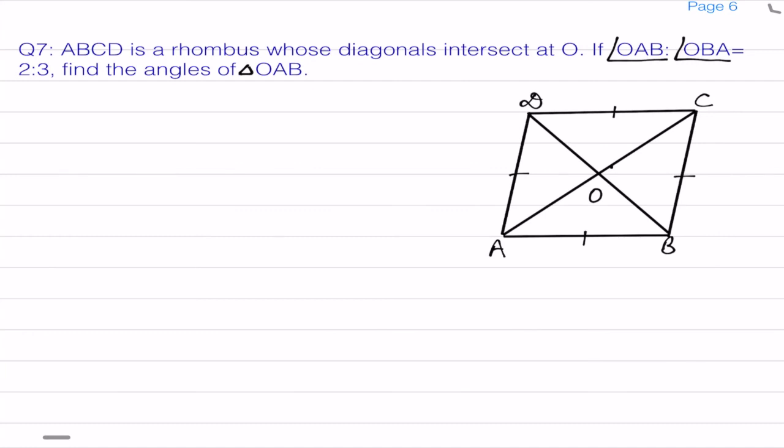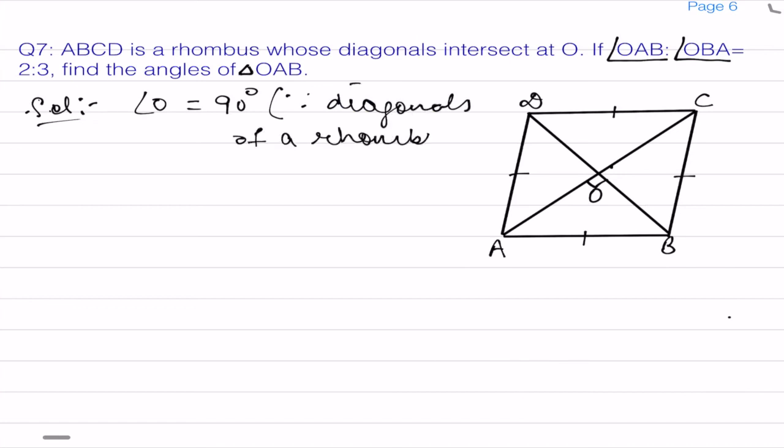ABCD is a rhombus whose diagonals intersect at O, and they have given the ratio of the angles OAB to OBA is 2:3. Find the angles of the triangle OAB. As ABCD is a rhombus, so we know the diagonals of the rhombus bisect each other at 90. Therefore, angle O is equal to 90 degrees because diagonals of a rhombus bisect each other. So one angle of the triangle OAB is 90 degrees.